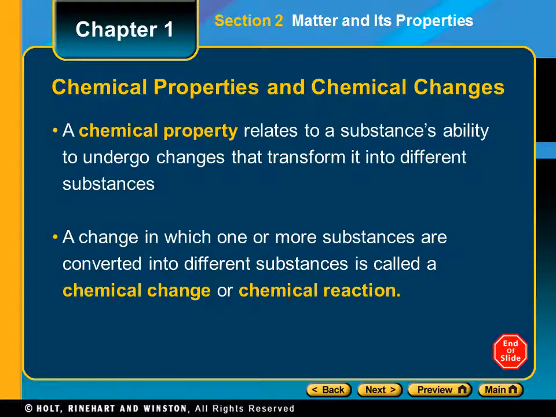And therefore, we have to be able to talk about and understand the change that they're undergoing. A change in which one or more substances are converted into different substances is called a chemical change or a chemical reaction. And this is where our chemistry starts to move forward to what we're going to study, and especially the type of stuff we're going to do in the lab. When a substance changes from A to B, it's a different thing than what you started with. That is, by definition, a chemical change, and ultimately, it is a chemical reaction that has taken place.